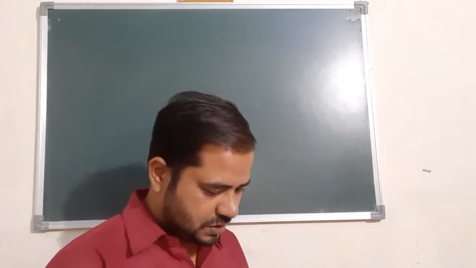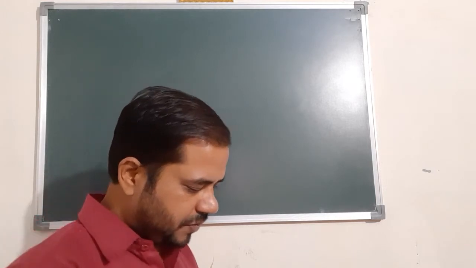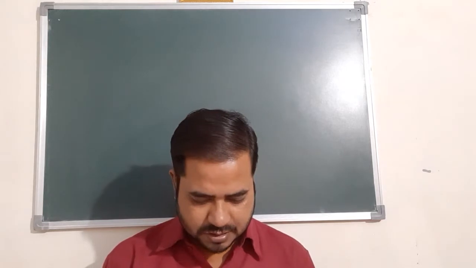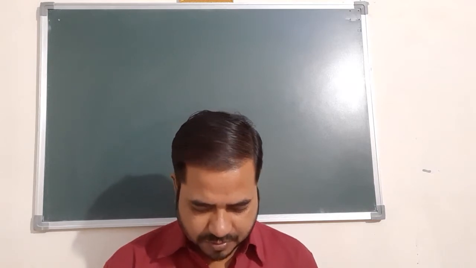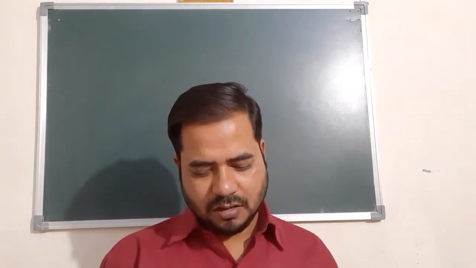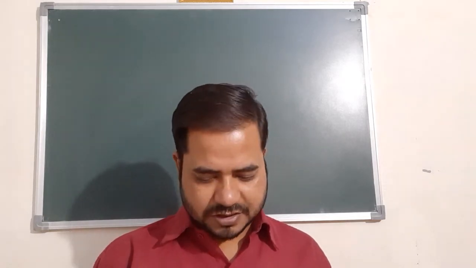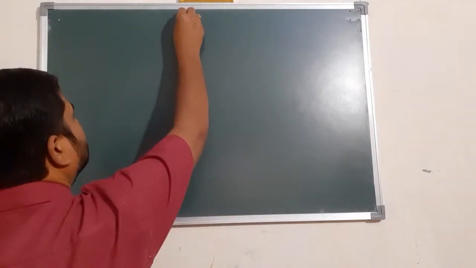So in the first exercise 3.1, question number first, in the matrix A, this matrix is given. Write the order of the matrix. And you know very well there are 3 rows and 4 columns. So the order of the matrix is what? 3 cross 4.